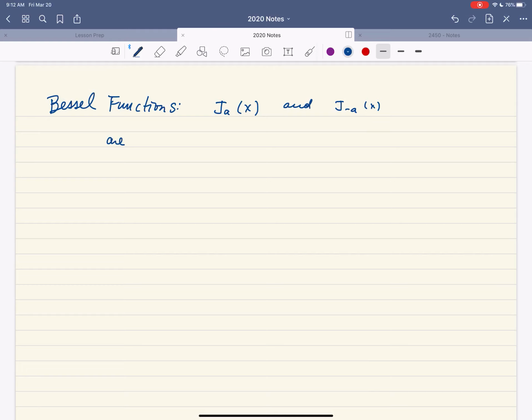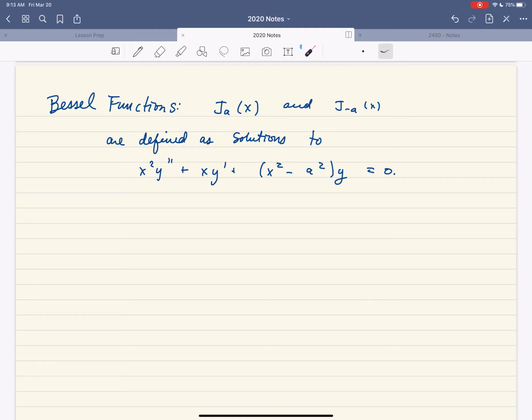And these are defined as, this is actually the easiest way to define them. These are defined as solutions to the differential equation x squared y double prime plus x y prime plus quantity x squared minus a squared y equals 0. Okay? And it turns out that if a is an integer, then these values are going to be linearly dependent.